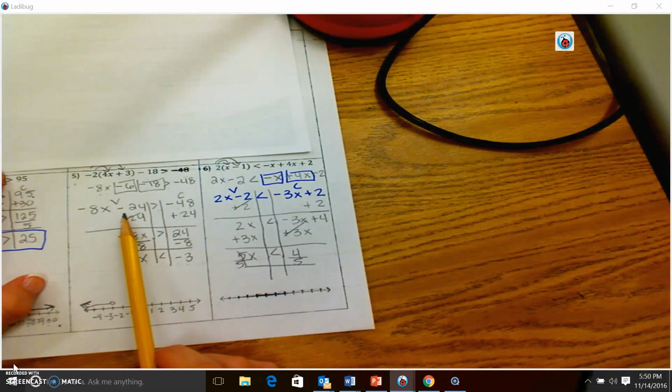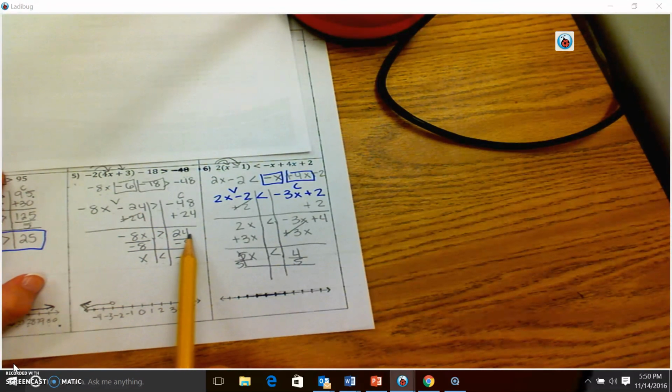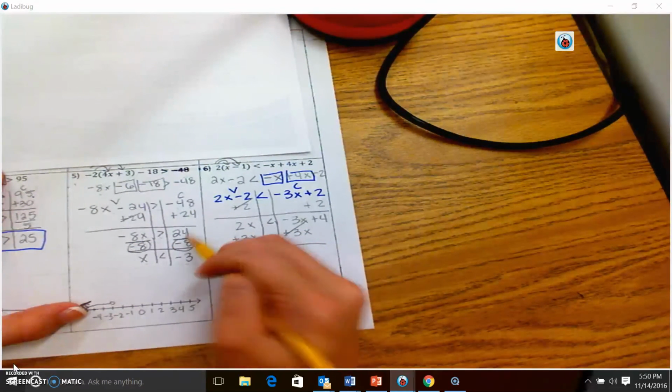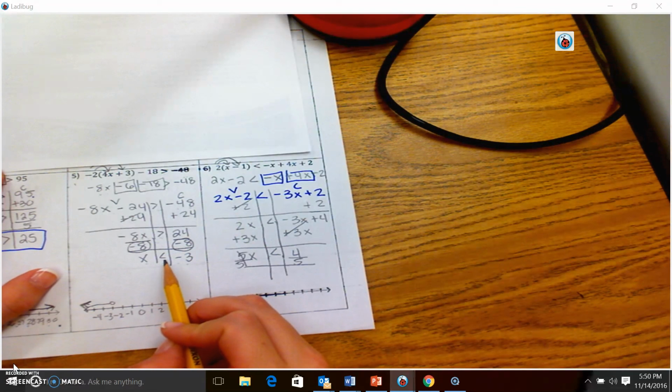So I moved my constants over to this side, and I moved my variables over to this side. And I got negative 8x, our greater than sign, 24, and then we need to get x alone. So we need to divide by negative 8. If you notice, we divided both sides by a negative number. So my inequality sign switched.